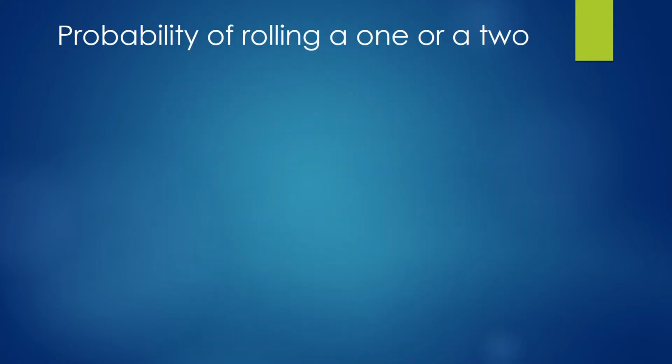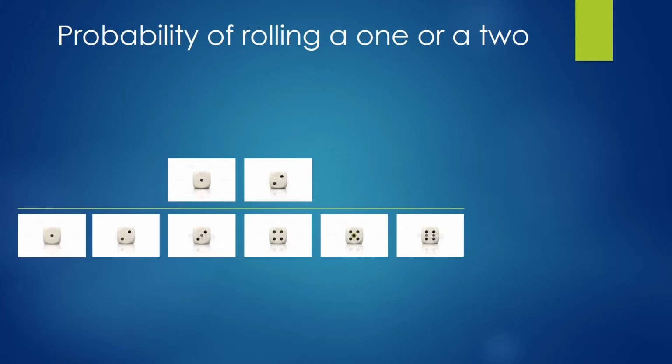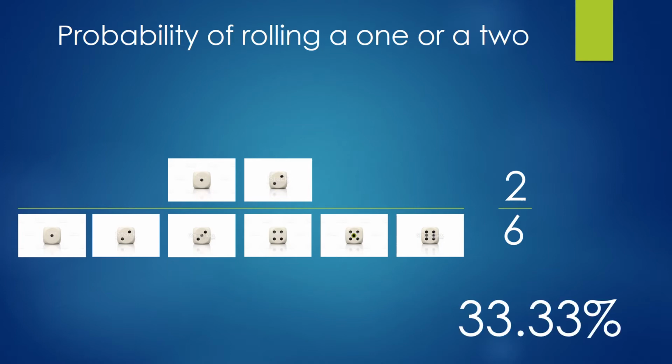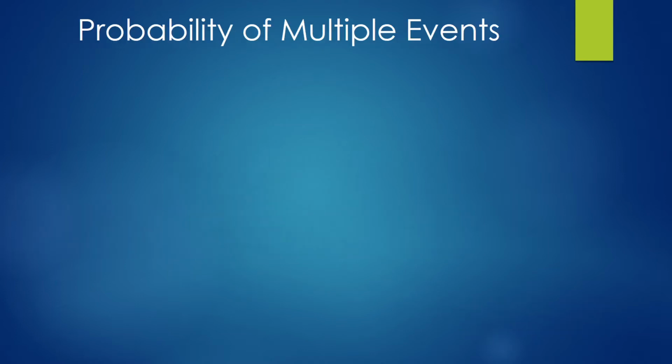If we want to determine the probability of rolling a die and it being a 1 or a 2, we would first take the two desired outcomes of 1 and 2 and then divide it by the 6 possible outcomes. This would give us a fraction of 2/6, or 33⅓%. Now let's consider the probability of multiple events happening.